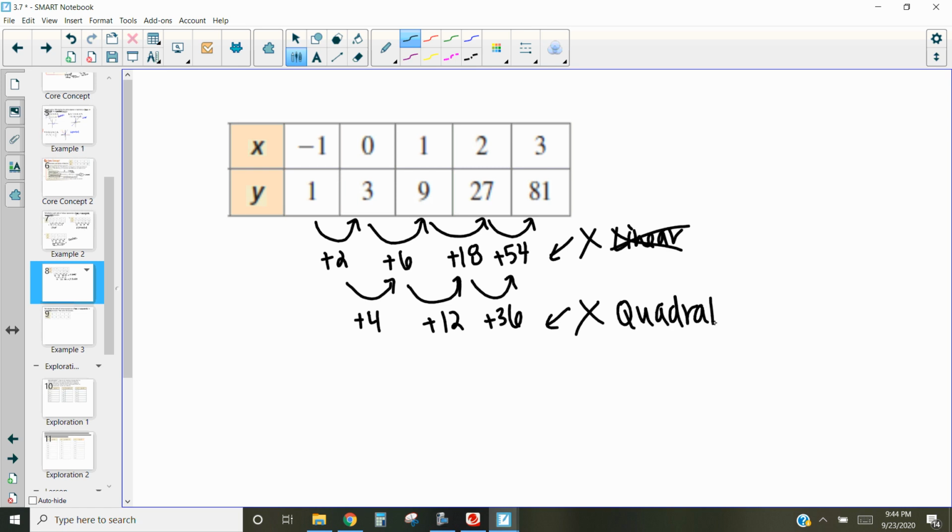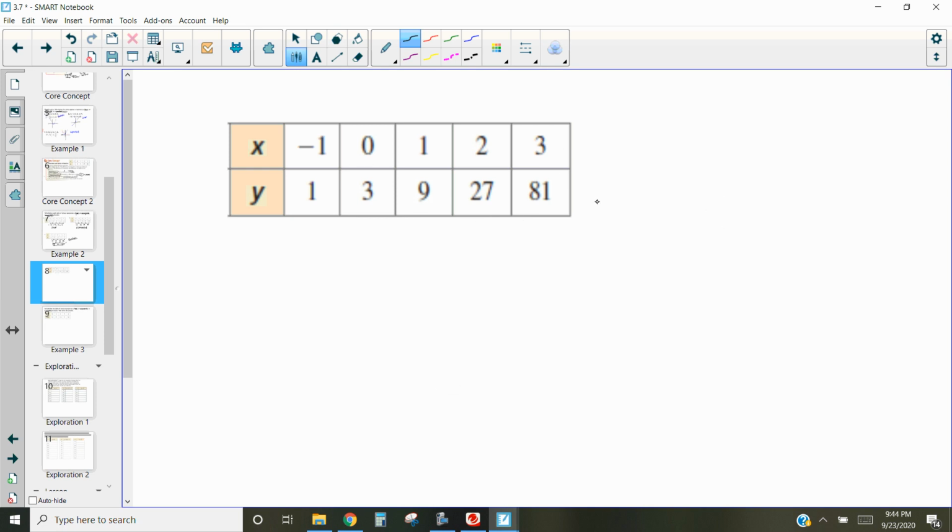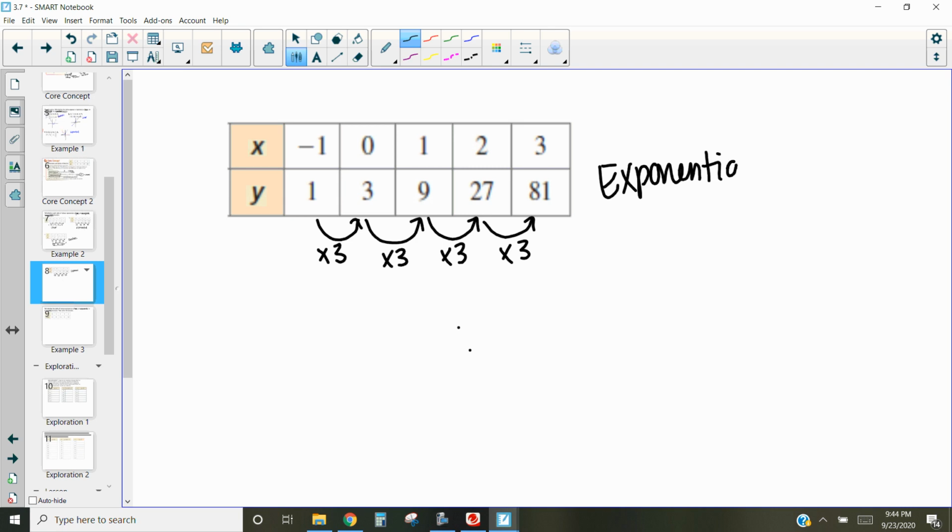So I want to check to see, is this one exponential? And the way I'm going to do that is I'm going to check to see if they multiply. So 1 to 3, well, that multiplies by 3. 3 to 9, that multiplies by 3. 9 to 27 is multiplying by 3. And 27 to 81 is multiplying by 3. So this one has to be exponential. So that's how we're going to determine it that way.